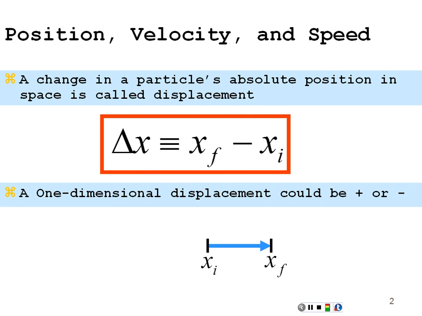So we could have a one-dimensional displacement, and we could go to a final position that is a positive position, in other words, greater than our initial position. Or we could go in a negative direction. Maybe our final position is less than our initial position. Our position could be positive or negative along this number line, this one-dimensional line, and our displacement then could either be positive or negative as well.